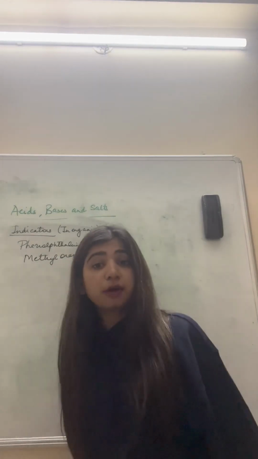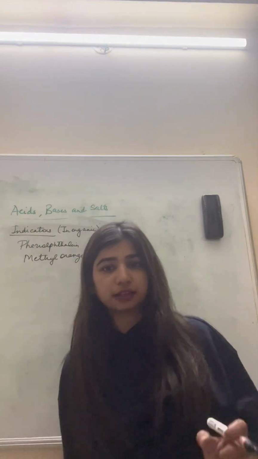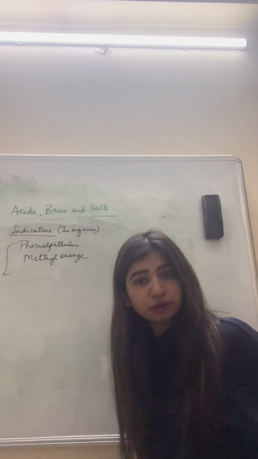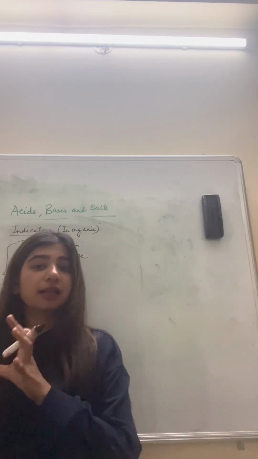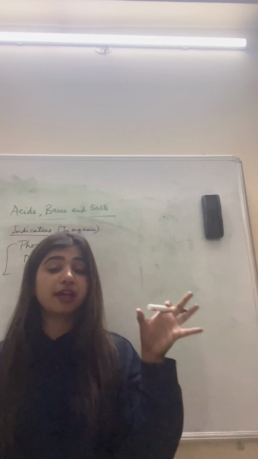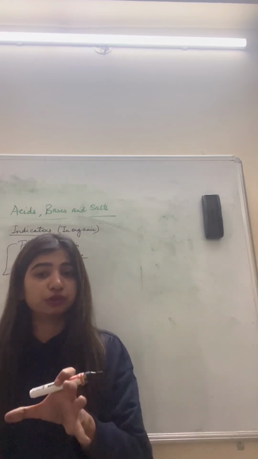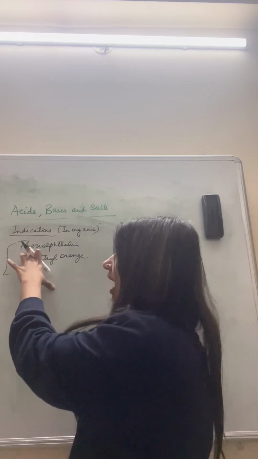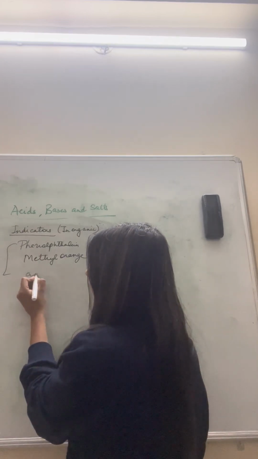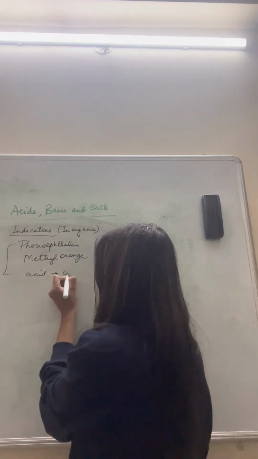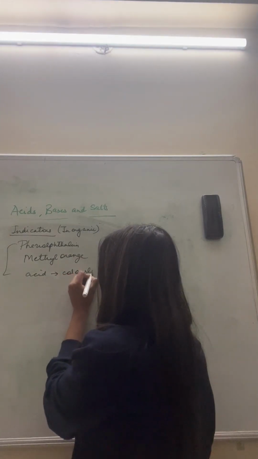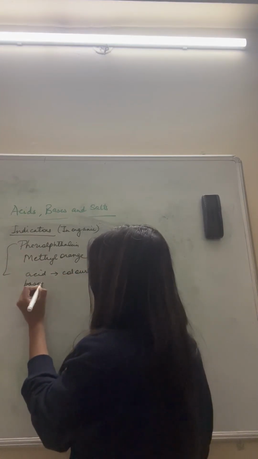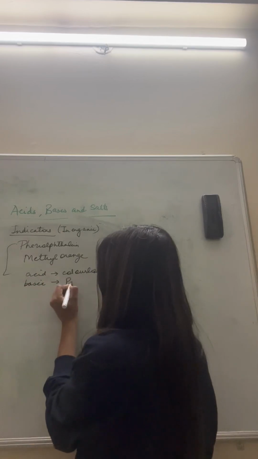So let's talk about phenolphthalein as an indicator first. If we add phenolphthalein in an acidic solution, the solution becomes colorless. While if we add this phenolphthalein in a basic solution, the solution becomes pink. So on adding phenolphthalein in an acidic solution, the solution is becoming colorless, while on adding this phenolphthalein in a basic solution, the solution is becoming pink.